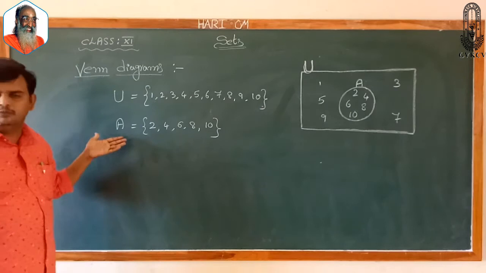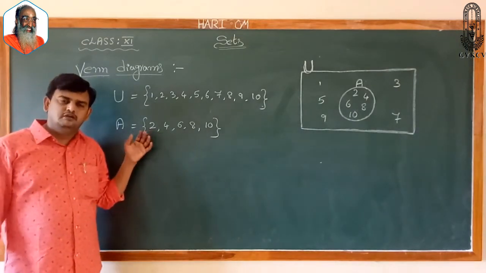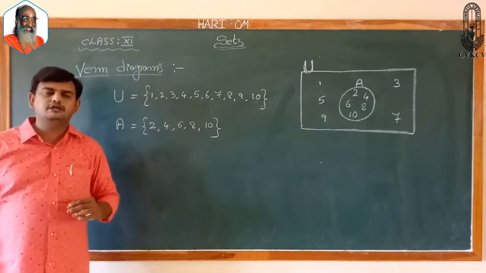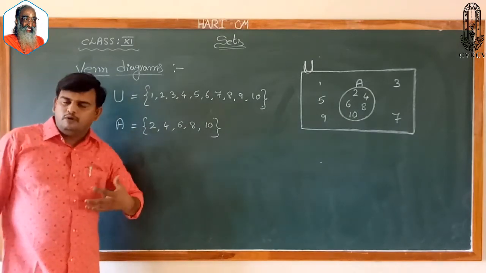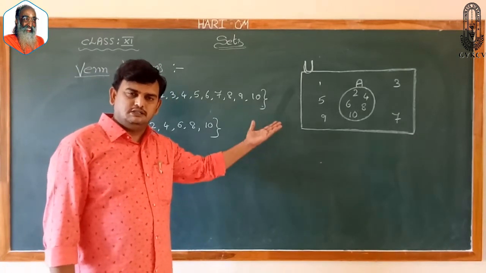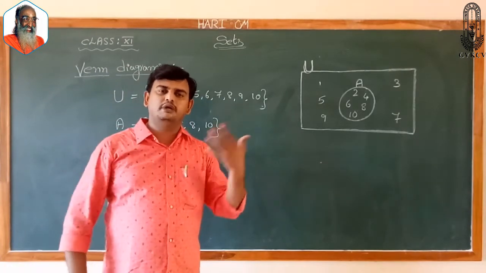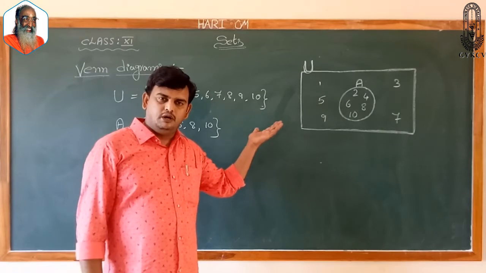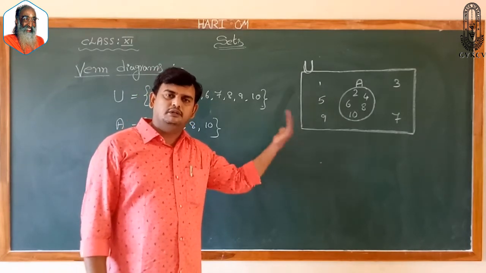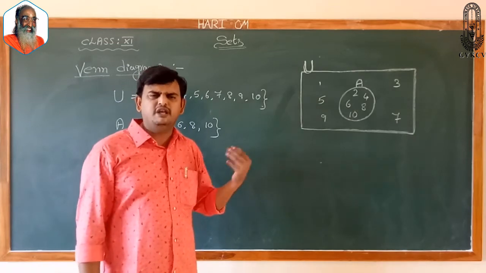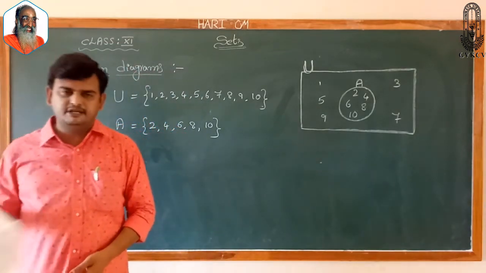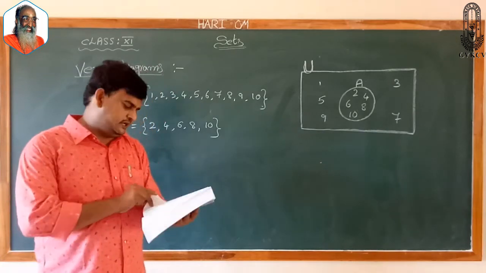So easily we are able to identify the elements which are there in the sets. That is the advantage of the Venn diagram. No one needs to come and explain to you. Seeing the Venn diagram itself, you can understand what elements we have in the universal set and what elements we have in the set A also. Very easily you can identify. Now let us see one more problem based on the Venn diagram.